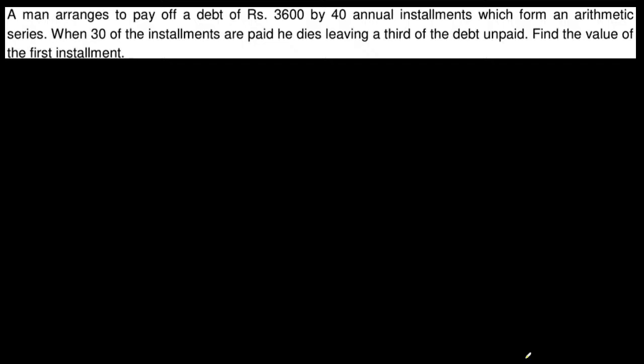A man arranges to pay off a debt of 3600 by 40 annual installments, which form an arithmetic series. When 30 of the installments are paid, he dies, leaving one third of his debt unpaid. Find the value of the first installment.